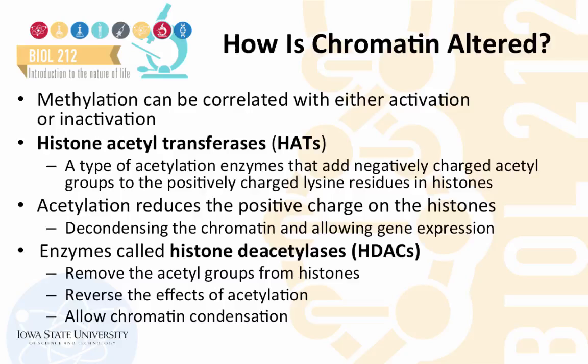The enzymes that add negatively charged acetyl groups to the positively charged lysine residues on histones are called histone acetyl transferases, or HATs. The acetylation of histones reduces the positive charge on the proteins, decondensing the chromatin and allowing gene expression. Other enzymes, called histone deacetylases or HDACs, remove the acetyl groups from histones, reversing the effects of acetylation and allowing the recondensation of chromatin.